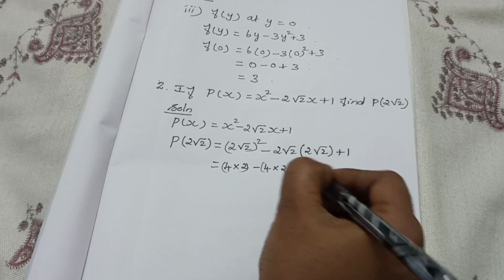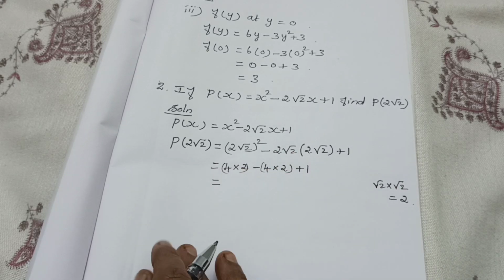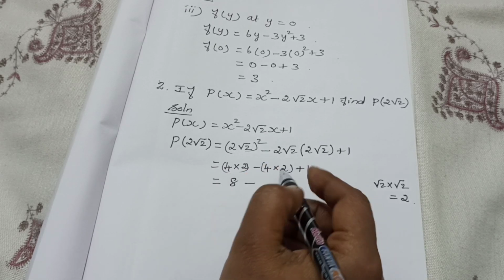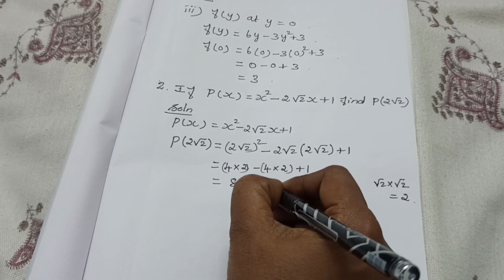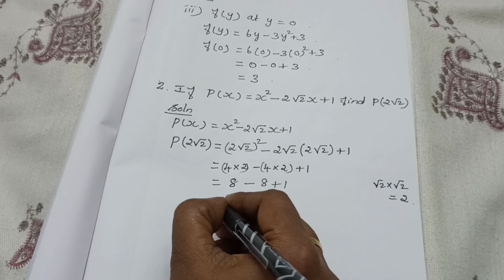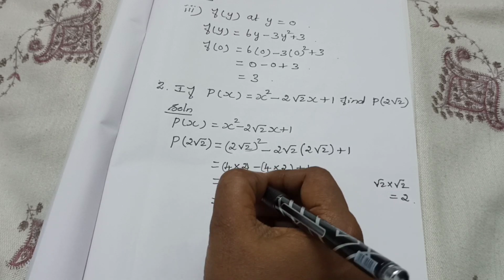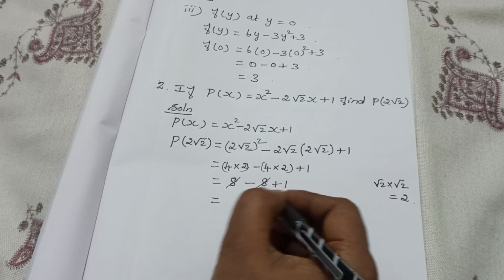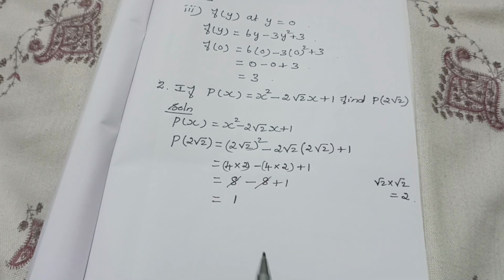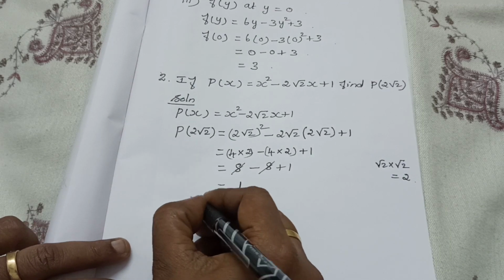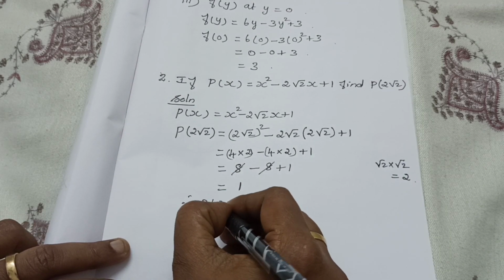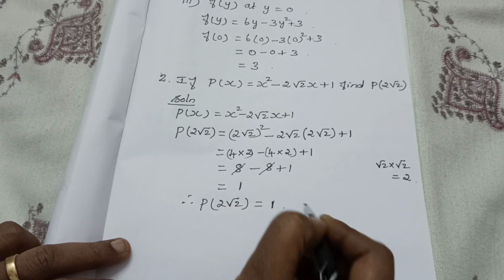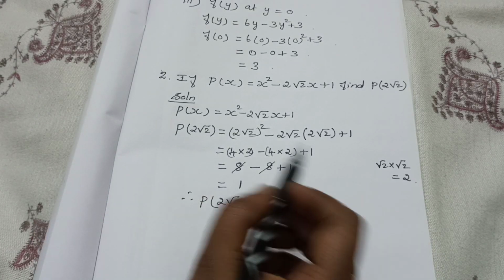Then plus 1. And equal to 4 2s are 8 minus, then 4 2s are 8 plus 1 and equal to 8 minus 8, this 2 we can cancel. 8 minus 8 is 0. Then remaining 1. Okay. Therefore, P of 2 root 2 is equal to what's the answer? 1 is the answer. Have you understood this one?